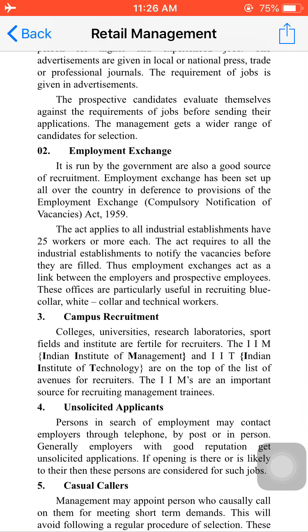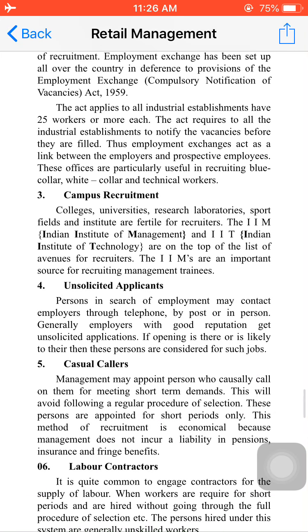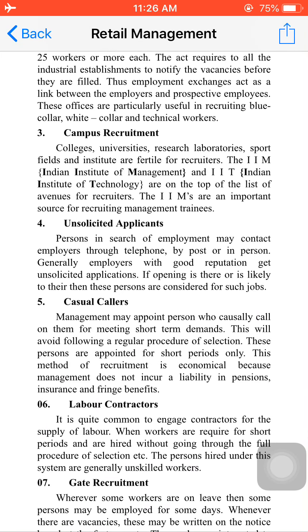So the next one is campus recruitment. You all know this. When our Jain College has a campus recruitment, various companies and banks come. Recently, when Genesis and ICICI Bank came to the college, they had direct walk-ins and direct interviews. All this takes place, and that is called campus recruitment.